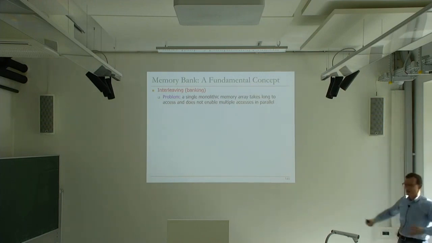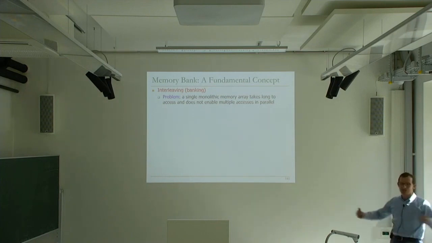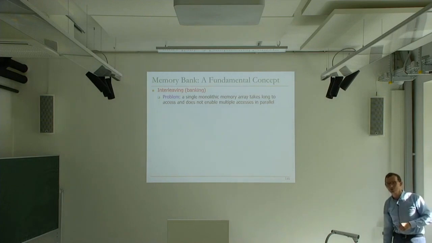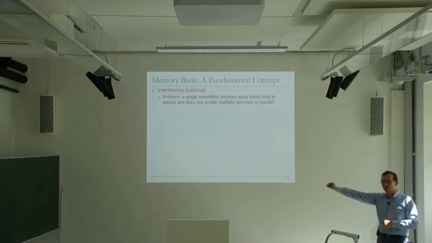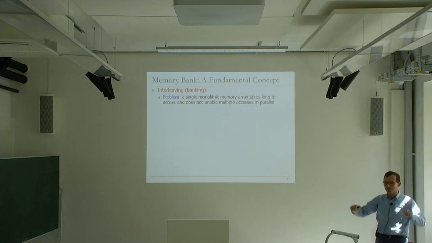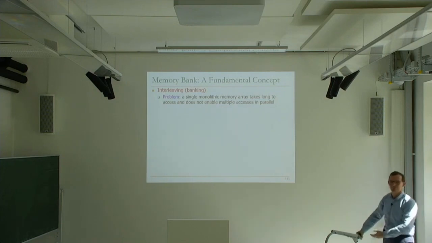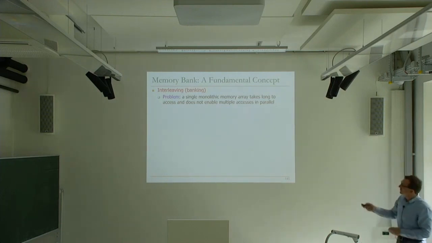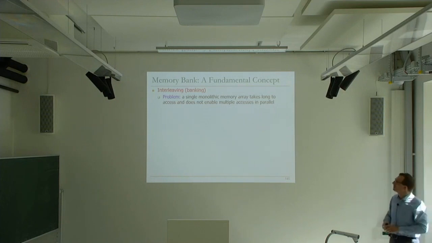One is, if you have a single monolithic array, it takes too long to access, because now your word lines become long, your bit lines become long, and your access latency becomes dominated by how fast you can activate the word line, connect the cells to the bit lines, essentially, and how fast you can sense the bit line. So your interconnect latency is what dominates. So if you want to reduce the latency, you don't want that monolithic thing. You want to chop it up into pieces.